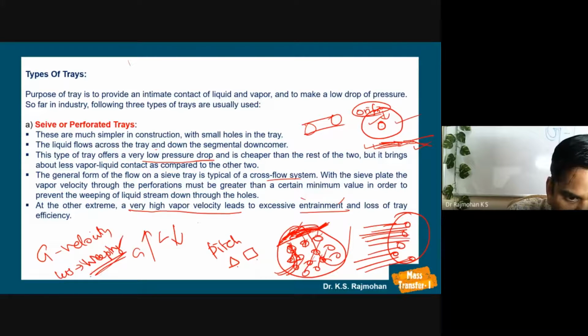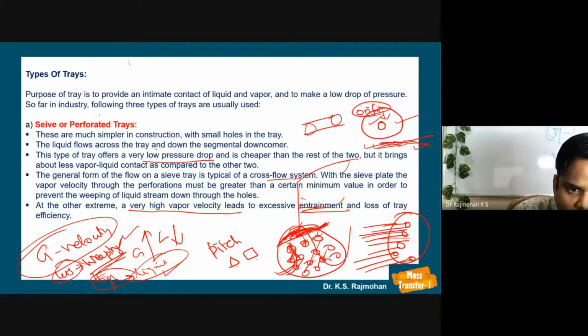And when the gas velocity is very high, what happens is we have the gas escaping the top of the column, carrying out the liquid along with it. Okay, so that is called entrainment. So we have two problems associated with gas velocity. If it is less, we have weeping. If it is high, we have liquid entrainment when we are using these sieve plate columns.